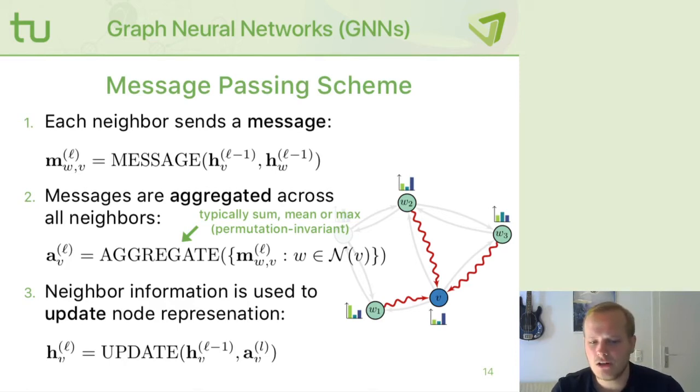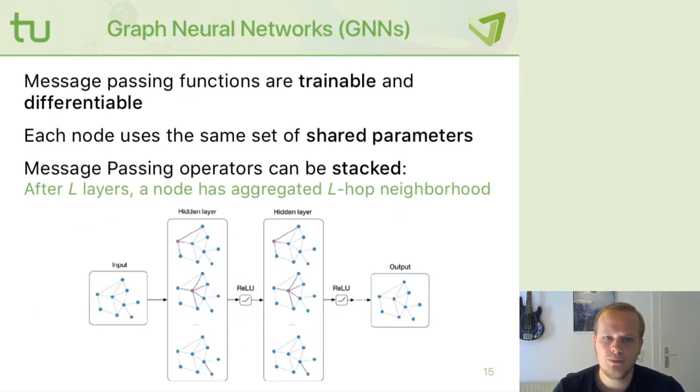There are a lot of graph neural networks proposed in the literature, and they basically all follow the simple message passing scheme, but they implement the functions message, aggregate, and update differently. For learning meaningful patterns in the graph, the message passing functions need to be trainable and differentiable, and each node uses the same function for updating its node representations, meaning that the set of parameters is shared across all nodes.